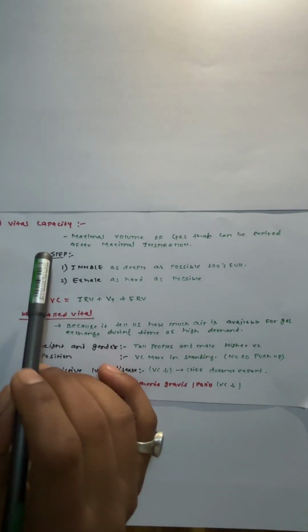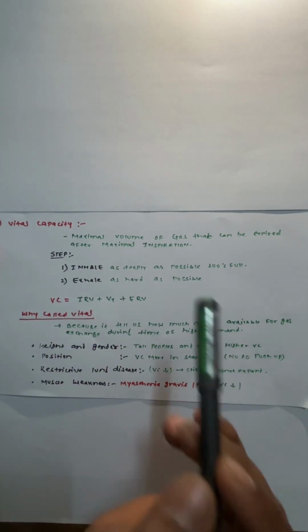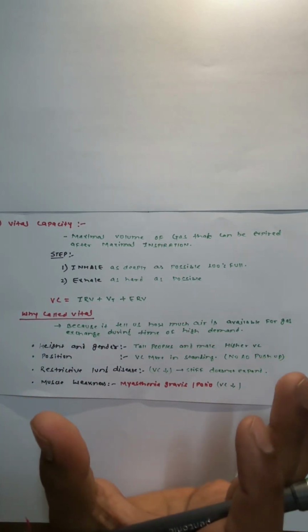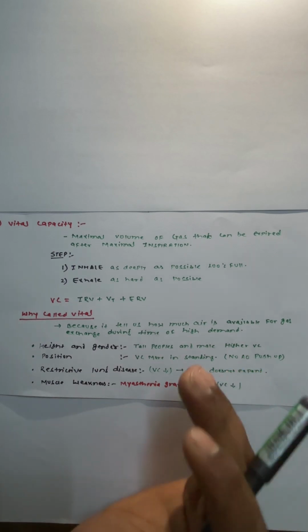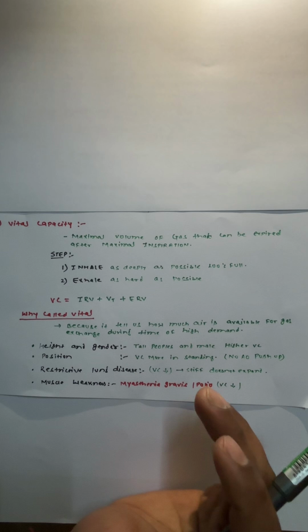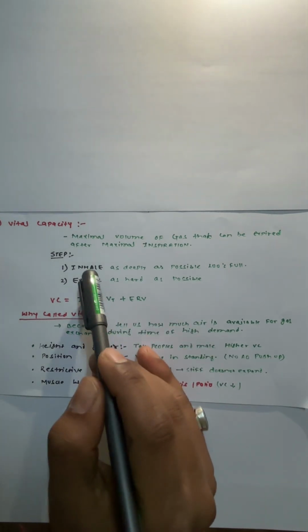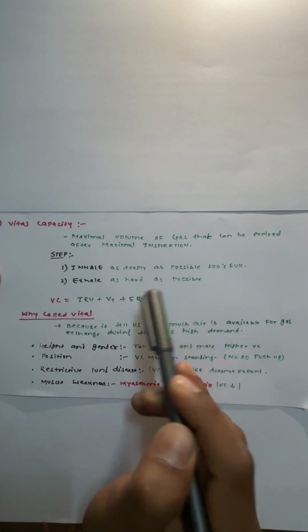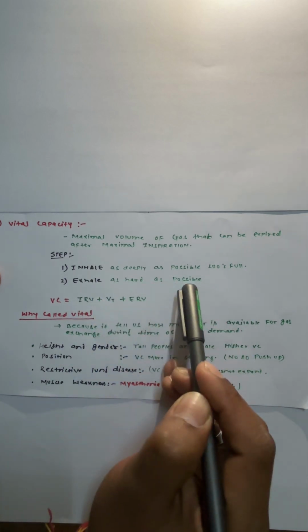Now the third one is vital capacity. Let's look at vital capacity. Vital capacity is the maximum volume of gas you can exhale after taking the deepest breath possible. What are the steps you can ask your patient? Inhale as deeply as possible, make your lung 100% full, then exhale as hard as possible.